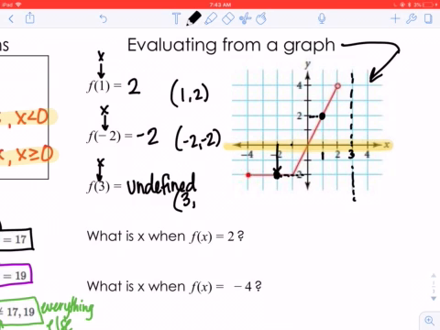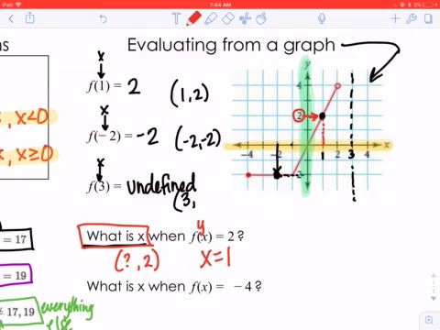Then in this case, we want to know what x is. So this is a different type of problem. In our coordinate point, x is a question mark. And then they tell us f of x, or the y, equals 2. So I'm going to go on my y-axis this time, and I'm going to go over to where y equals 2. Y equals 2 right here. I'm going to look for the function, and then they want to know what x is, so I'm going to go down to x, and I see that it's 1. So I would say x equals 1.